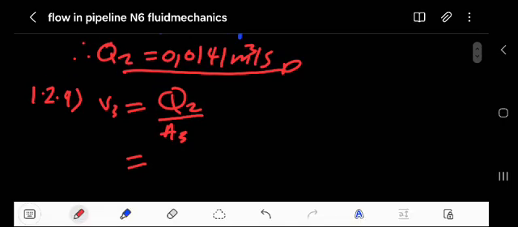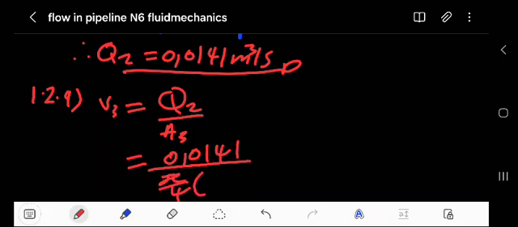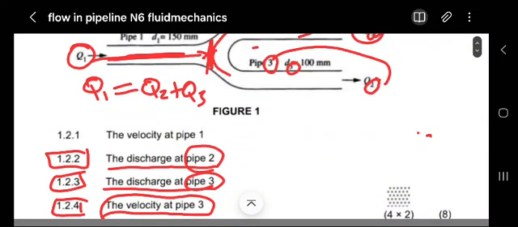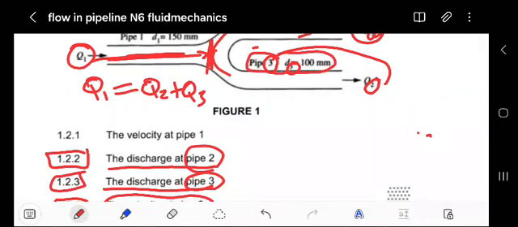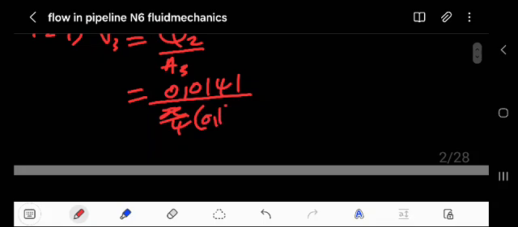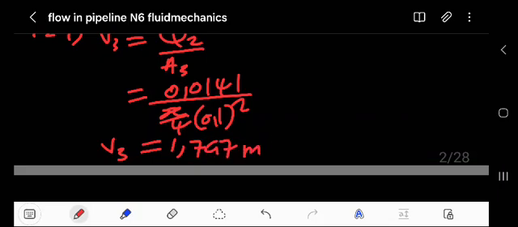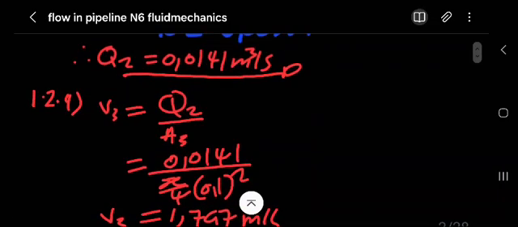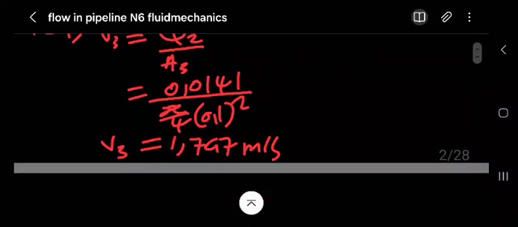So there you have Q2, which is 0.0141, but the area is pi over 4 of this branch. Pipe 3 is 100, so 0.1, then we square, and V3 will be 1.797 meters per second. This is our final value.